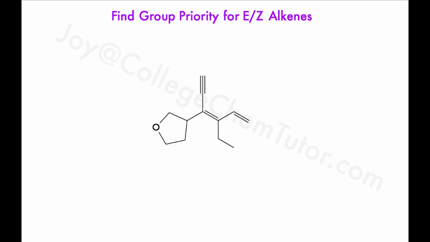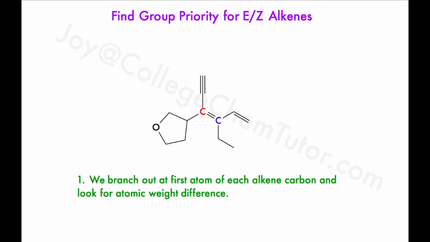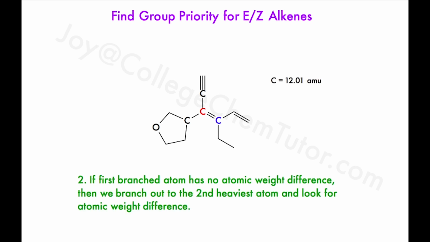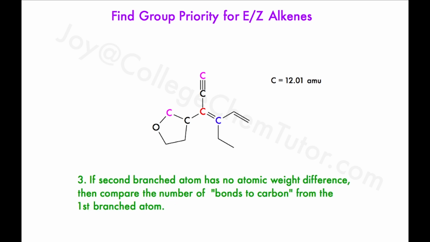Once again, I've highlighted the 2 alkene carbons we're focusing on in red and blue. That way it's easier to separate the groups later on. We start with step 1. We branch out at the first atom of each alkene carbon and look for atomic weight difference. So for the red alkene carbon, we see the first branched atoms are carbon and carbon. Because the atomic weight is the same, we're going to branch out to the second atoms, which are again carbon and carbon in pink. Now we go to step 3, which is to compare the number of bonds to carbon from the first branched atom.